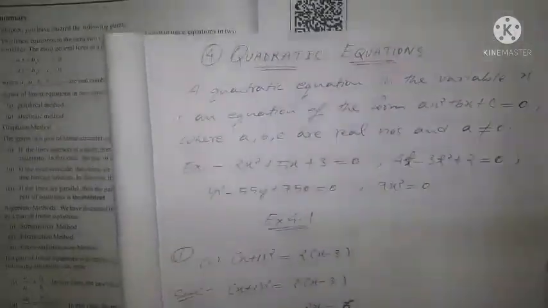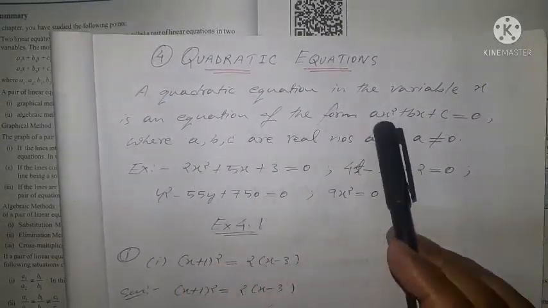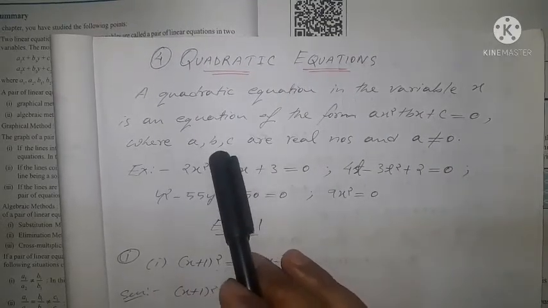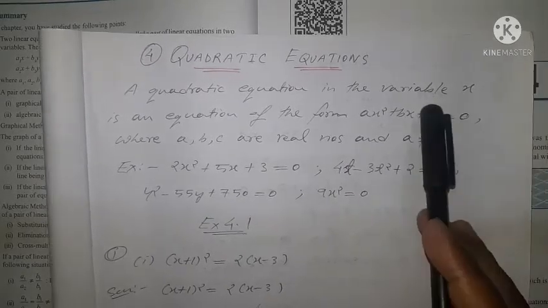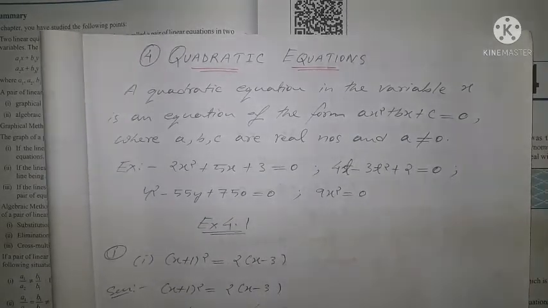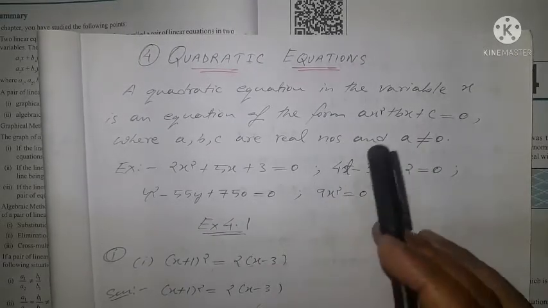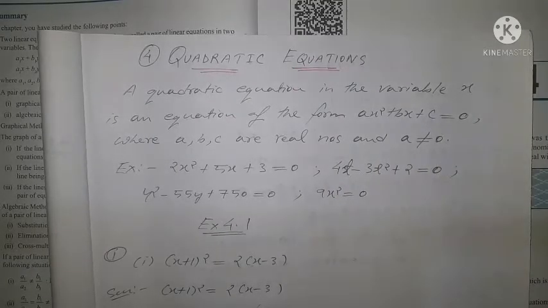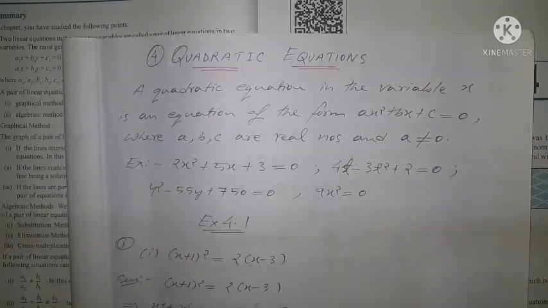So a quadratic equation in a variable x is an equation of the form ax² + bx + c = 0, where a, b and c are real numbers and a ≠ 0. That means we are already aware of this quadratic equation. It is nothing but a quadratic polynomial, where ax² + bx + c = 0 has degree 2. So we are already familiar with this.